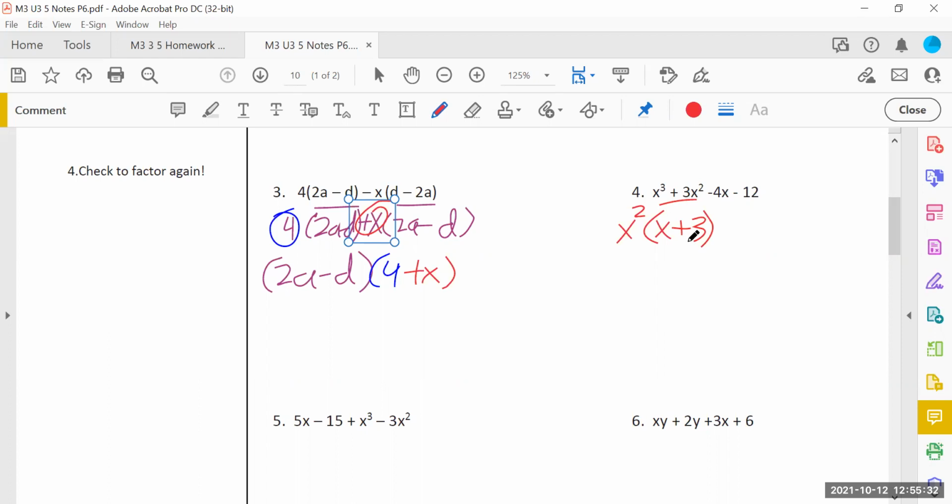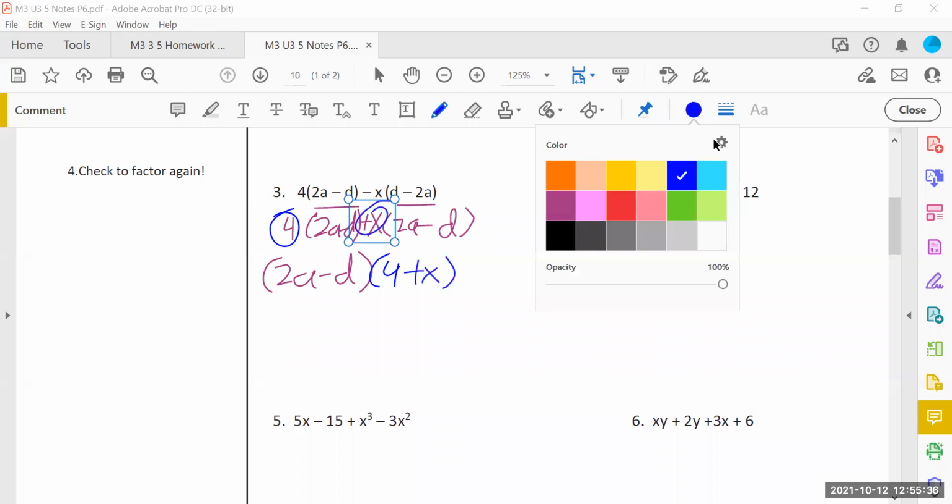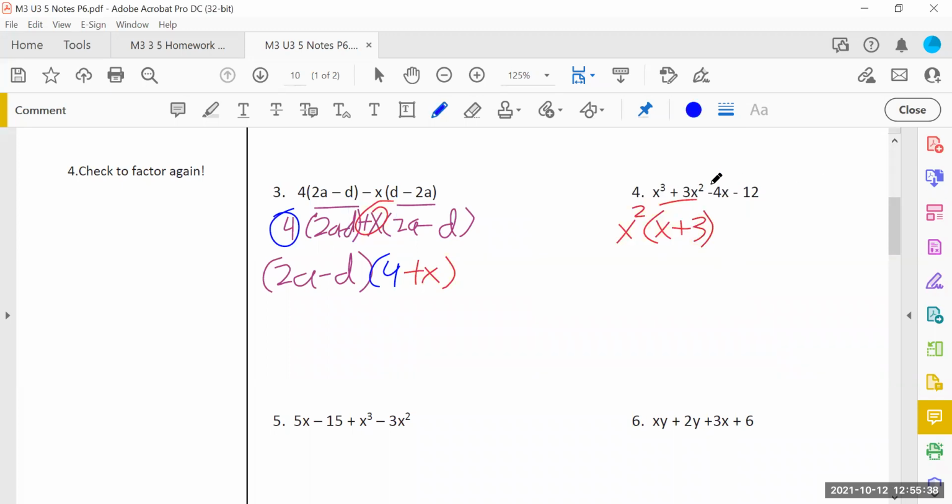The next one, negative 4x minus 12. What do they have in common? Okay, check again. Negative what? Right, negative 4. Does that make sense to everybody? Take a negative 4 out of both of those, leaving me with x plus 3.